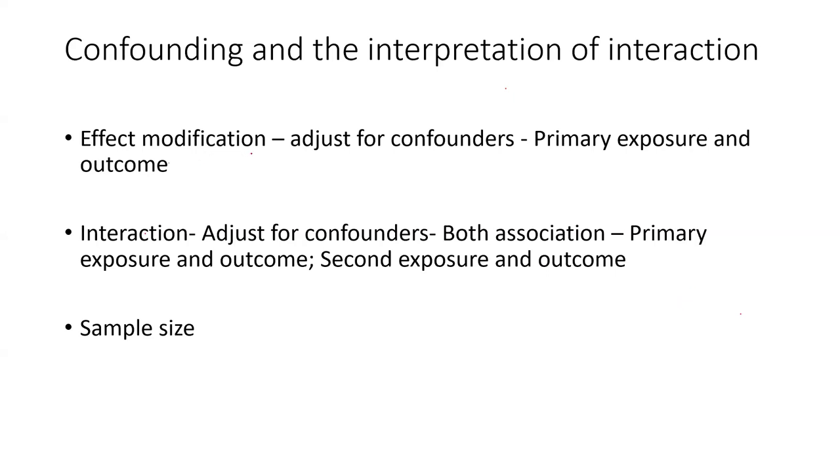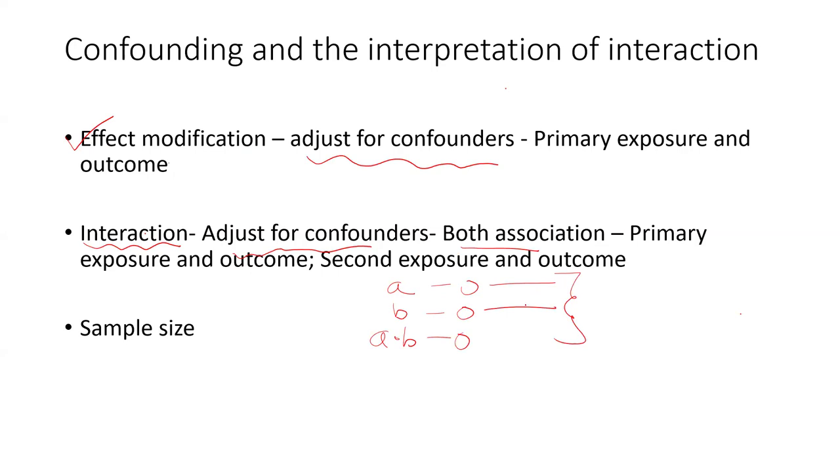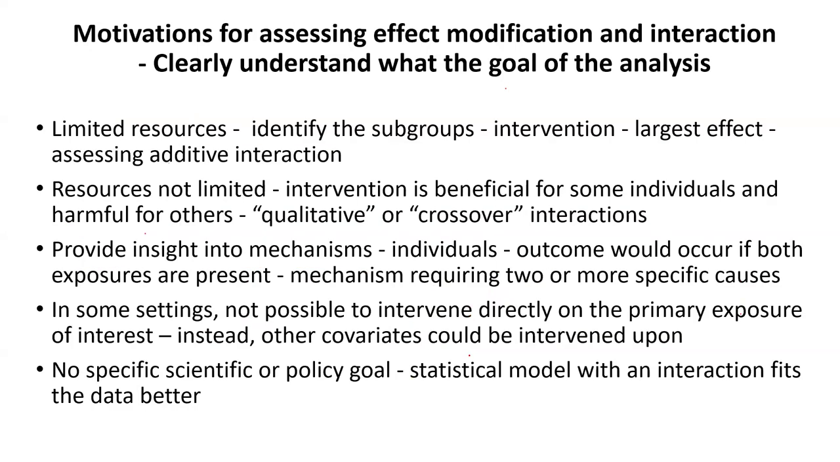Now here, I told you that when you're looking at effect modification, you don't have to adjust for any more confounders. But if you are interested in interaction, you have to adjust for confounders for both associations. So you have exposure A and outcome, you have exposure B and outcome, and you have exposures A and B and outcome. So you have to have a list of confounders for each of these associations and adjust for all of these confounders when you are checking for interaction. And like effect modification, a larger sample size will be required if you're interested in interaction.